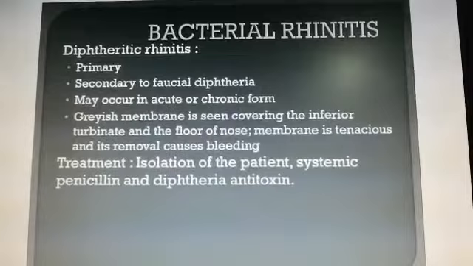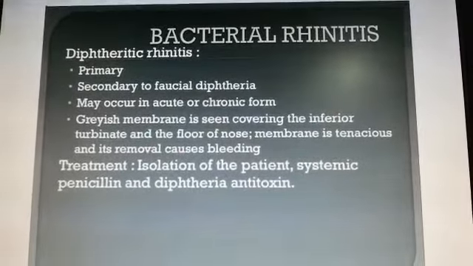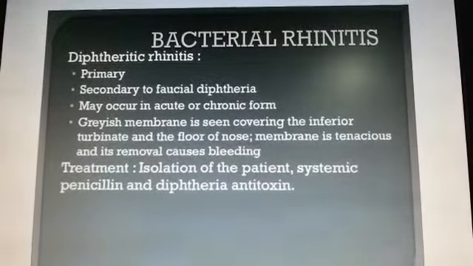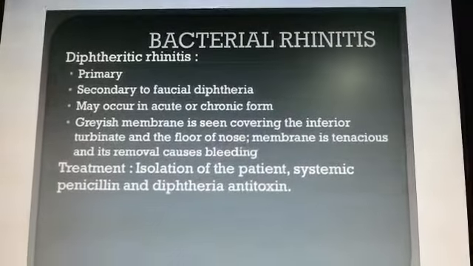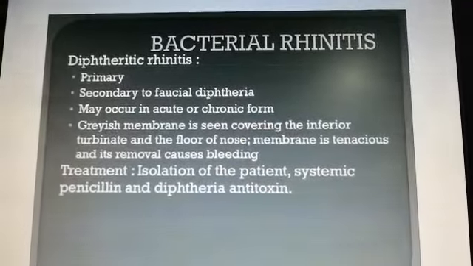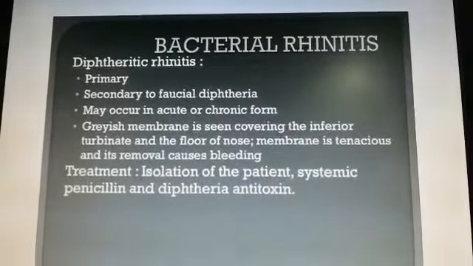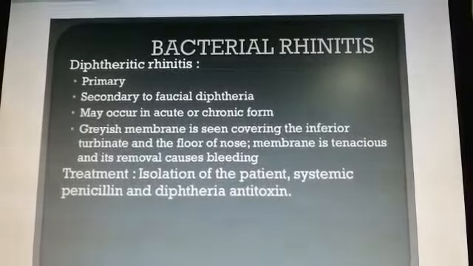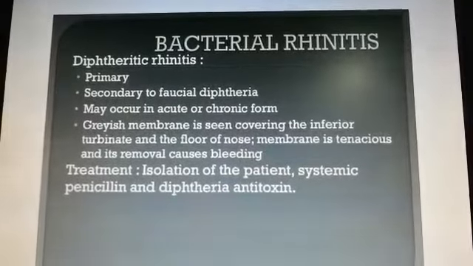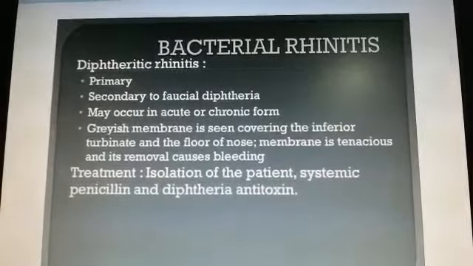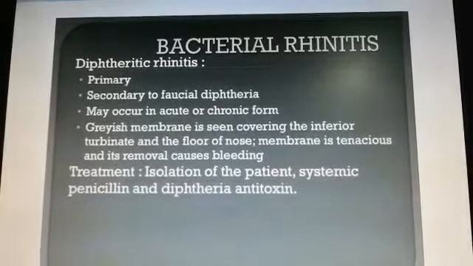Primary bacterial rhinitis is commonly seen in children. Please bear it in mind. It is usually a result of infection with either pneumococcus, streptococcus, or staphylococcus. On examination of the nose, you appreciate a grayish white tenacious membrane. If you try to remove this membrane, epistaxis, bleeding from the nose, ensues. This is the primary bacterial infection.